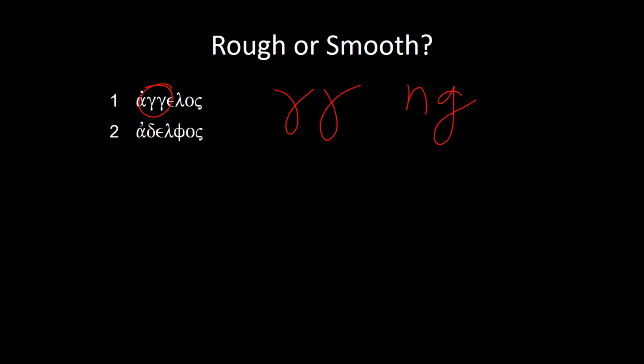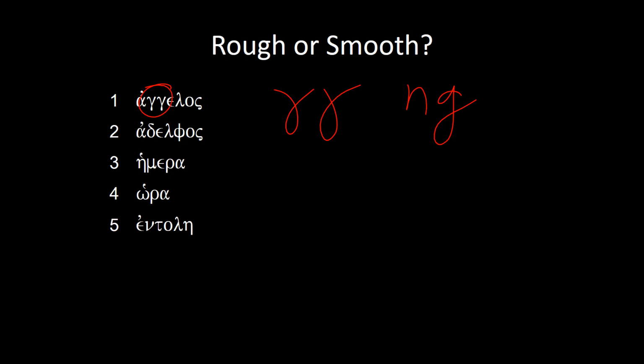Okay, number 2, adelphos. Does that look like a rough or a smooth? That one is smooth. Okay, number 3, hemera. The word for day, hemera. Notice the way I pronounced it. Is this rough or smooth? Hemera. This is rough. Okay, number 4, hora. The word for hour. Rough or smooth? What do you think? It's rough.